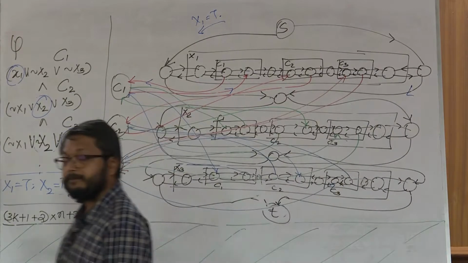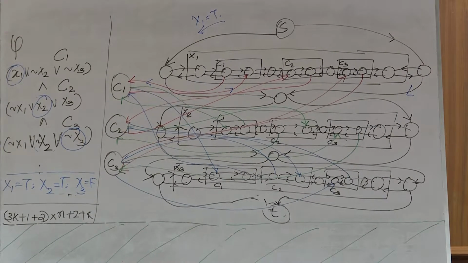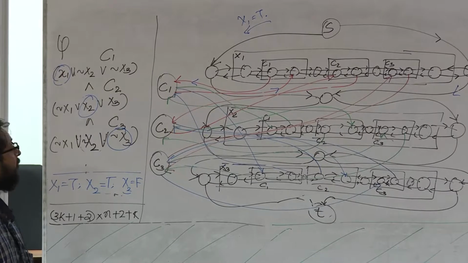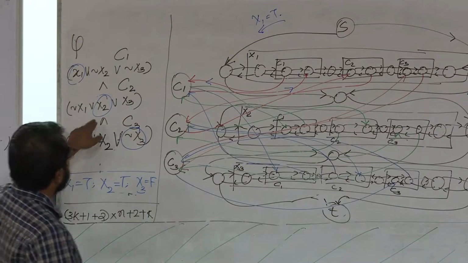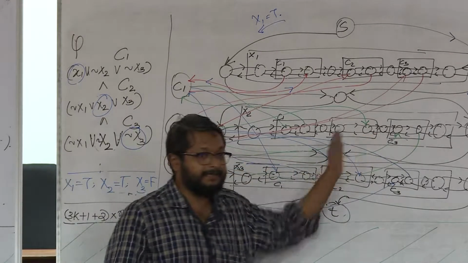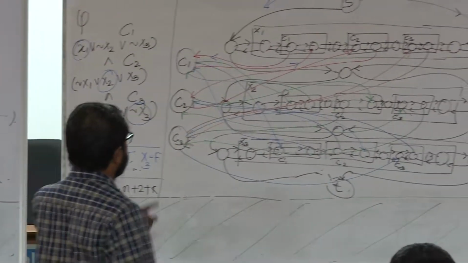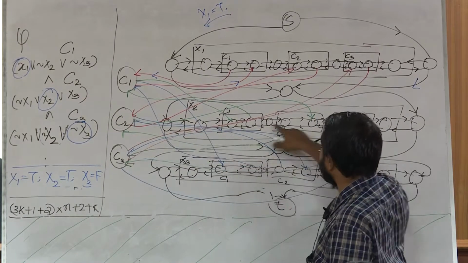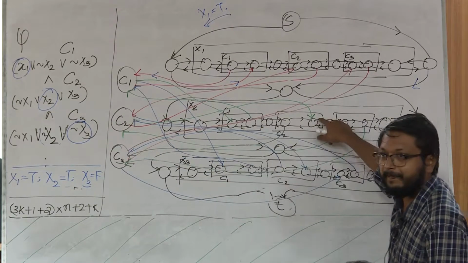Now what should I do? Now I start with x2. What is x2's duty? Cover C2. Now, from which side should you enter x2? Because x2 in the positive form covers C2, in the negative form this direction does not cover C2. So, you enter x2 from this side, then when you reach C2 you go and visit C2 and come back and go to this end.